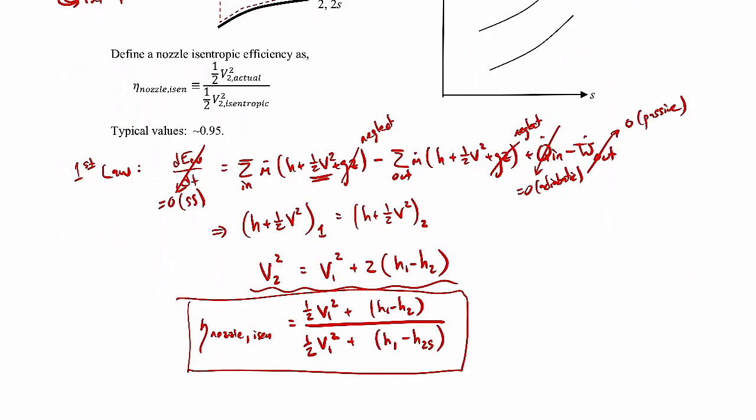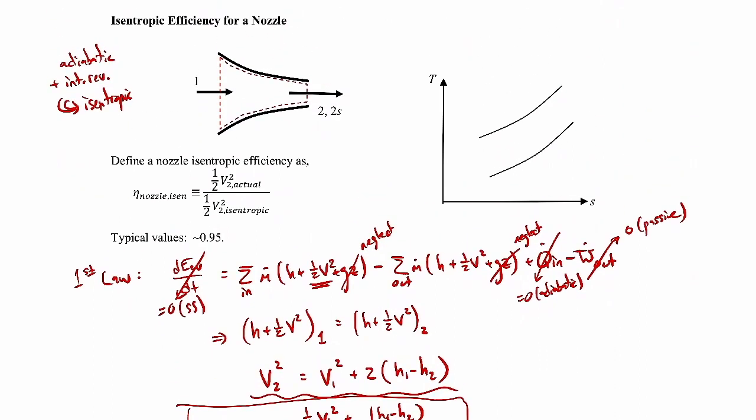So let me sketch this out on a TS diagram. When you go through a nozzle, the pressure decreases. We're going from a higher pressure to a lower pressure in the nozzle. So here's our state 1, temperature T1, specific entropy s1. And then in the actual case, the entropy increases. So there's our state 2. That's what our path looks like.